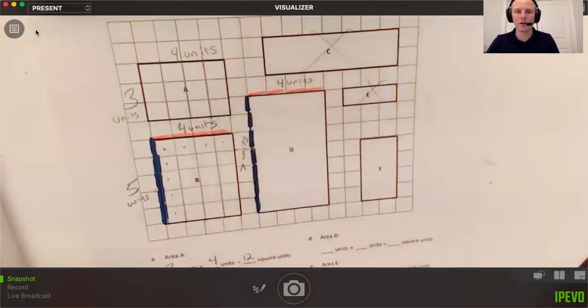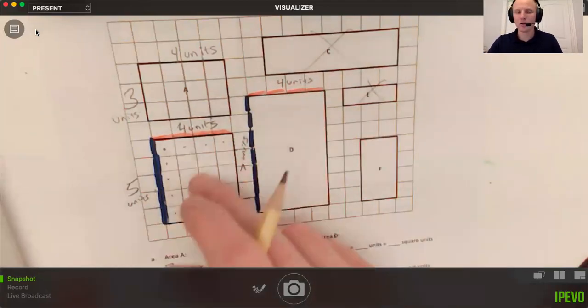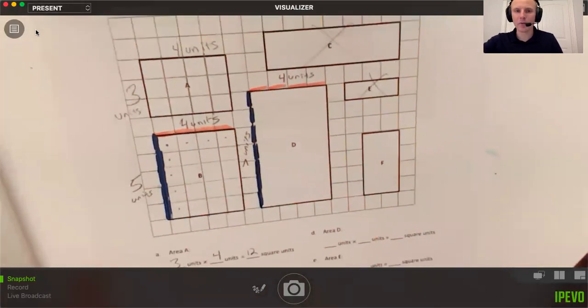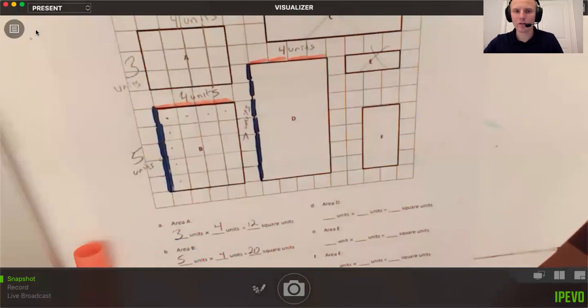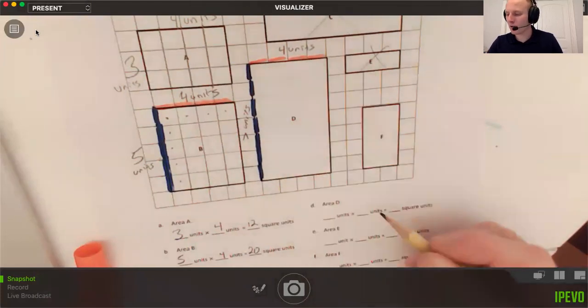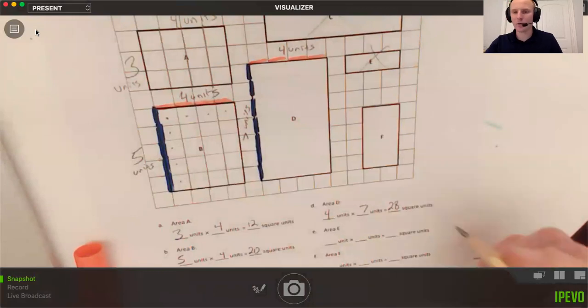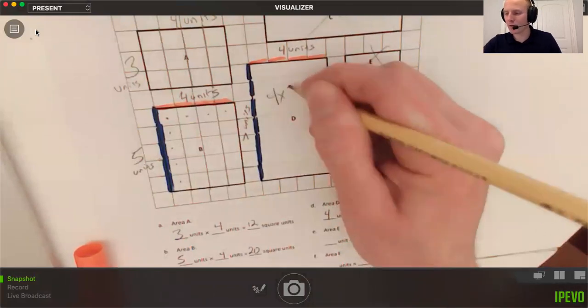It's kind of squeezed in there next to the part for question B. And so now that I have 4 units on top and 7 units on the left, I could say 4 units times 7 units is 28 square units. 4 times 7 equals 28. Okay.